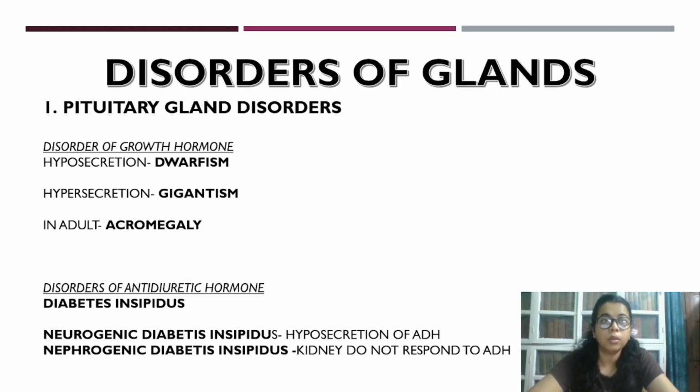Okay. As a result of both cases, what will happen? There will be large secretion of urine, and also dehydration will take place. Dehydration and thirst will take place, and there is the large secretion of urine due to this diabetes insipidus.